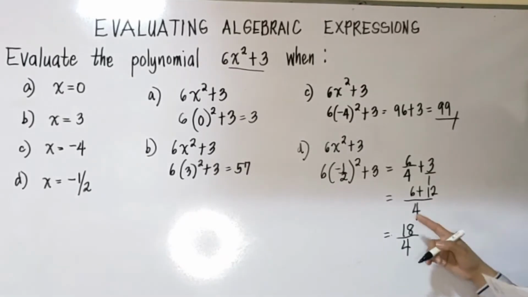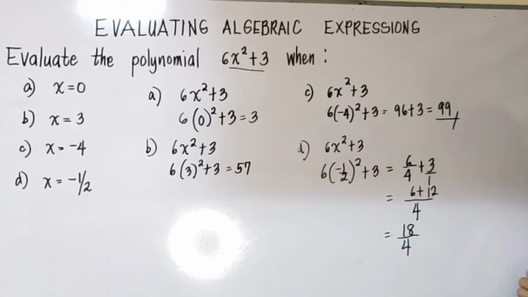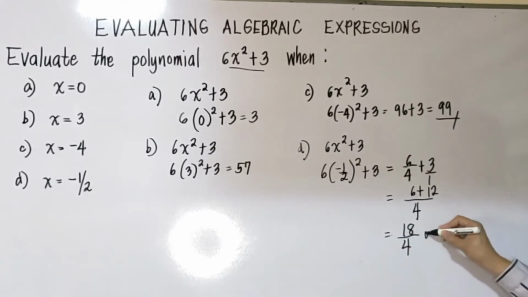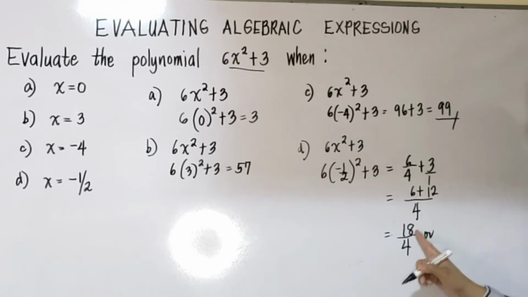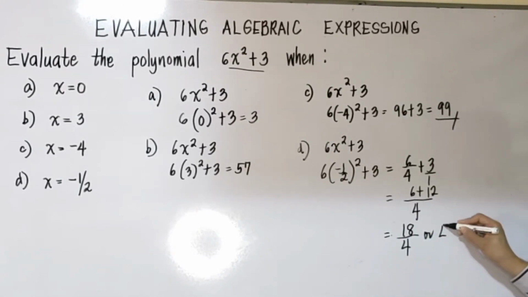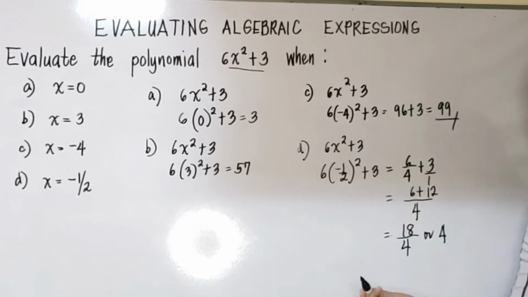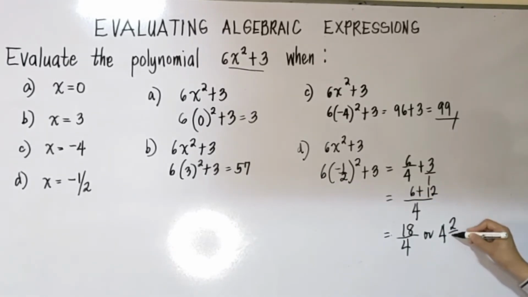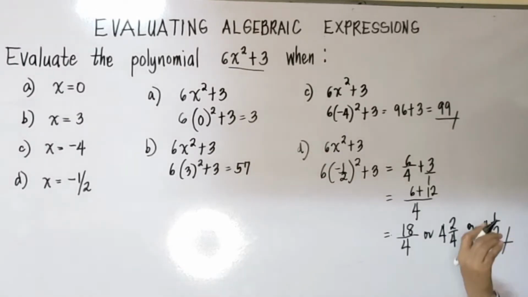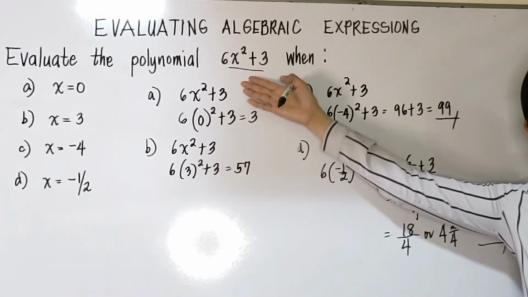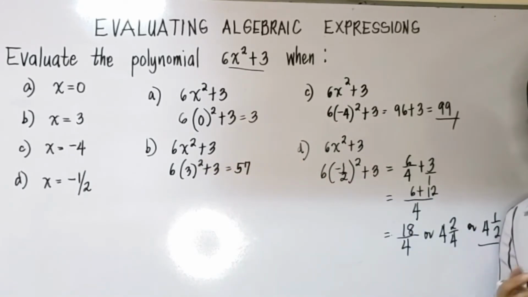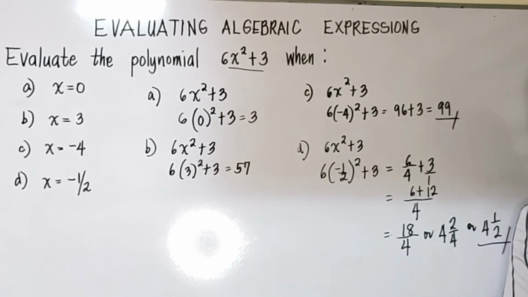Now, your answer can be written as 18 over 4. Or if you want to simplify it further, 18 divided by 4 is 4, then the remainder is 2. So, 4 and 2/4, or more simply, it is equal to 4 and 1/2. So, that is the value of the given polynomial when x is negative 1/2.